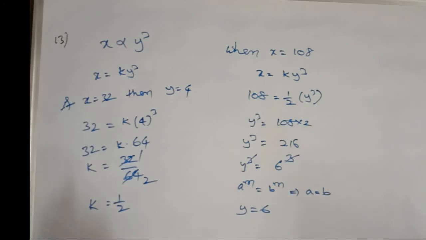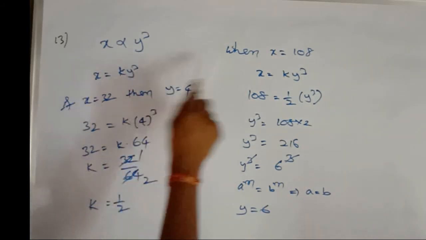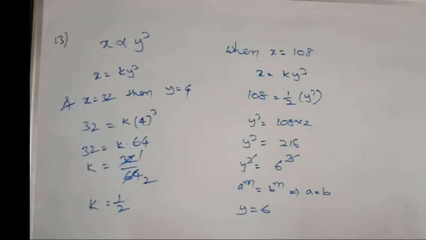Then, based on the condition, I'm going to substitute x equal to 108. Then x equal to 108 is equal to 1 by 2 into y cube. That gives y cube equal to 108 into 2. Y cube is equal to 216. Then 216, if I expand it in powers of 3, is 6 cube. Y cube is equal to 6 cube. Cubes cancel. Y equal to 6. This is the answer.